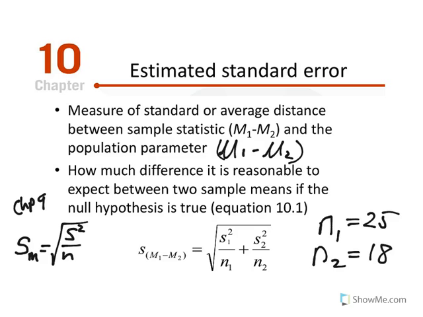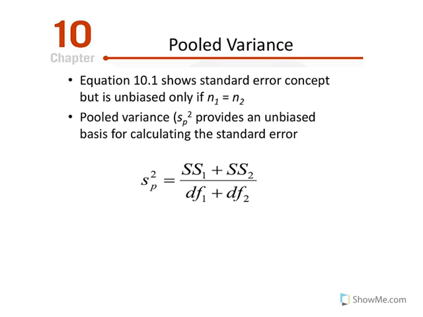I will present the alternative equation, which requires us to calculate what we refer to as the pooled variance, taking the variation of both and pooling it together, which allows us to account for differences in sample sizes. So pooled variance, equation 10.1, which was just presented, shows the standard error concept, but is unbiased only if n sub 1 is equal to n sub 2, just as I just indicated. If the sample sizes are equal, then that equation is sufficient.